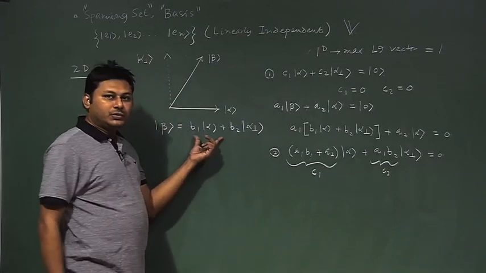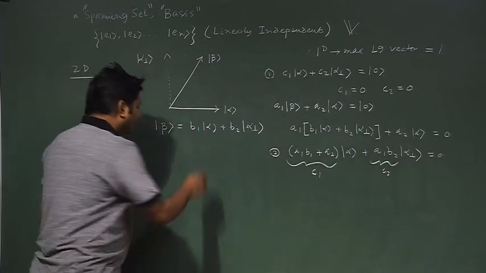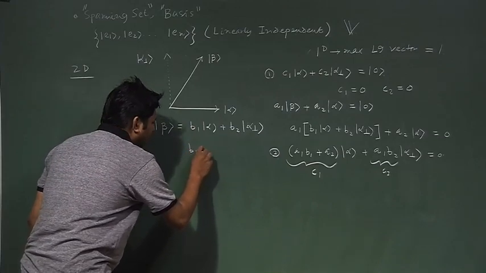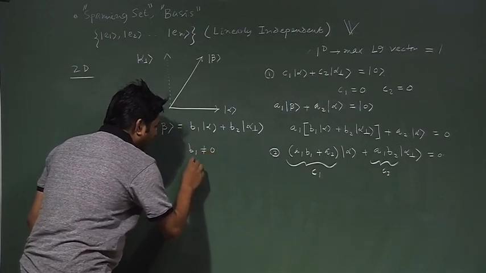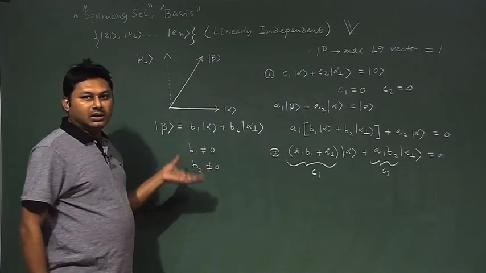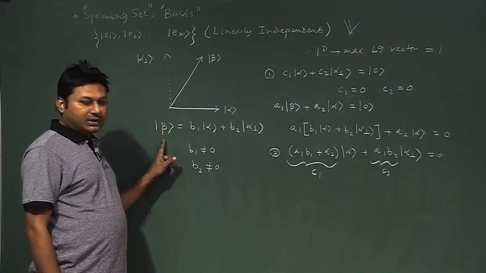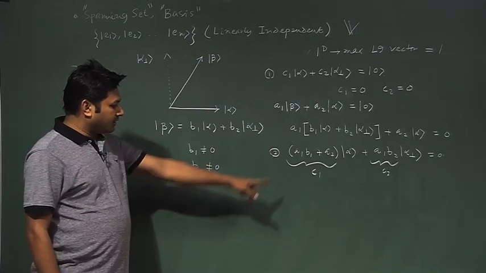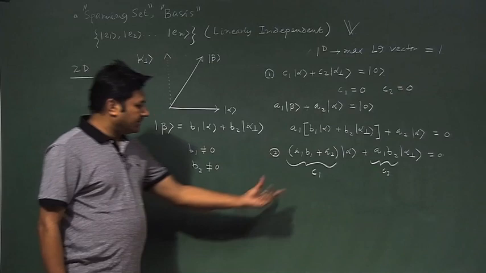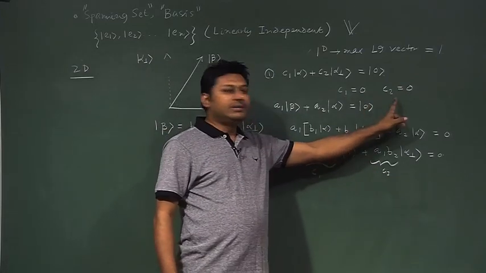Here one thing you should also note: since I am subdividing beta into two parts, this B1 should not be equal to 0 and B2 should not be equal to 0. Both are not equal to 0 simultaneously, unless beta is a null vector. I am not dealing with the null vector right now. So that means this equation, C1 and C2 are 0, as we already figured out.